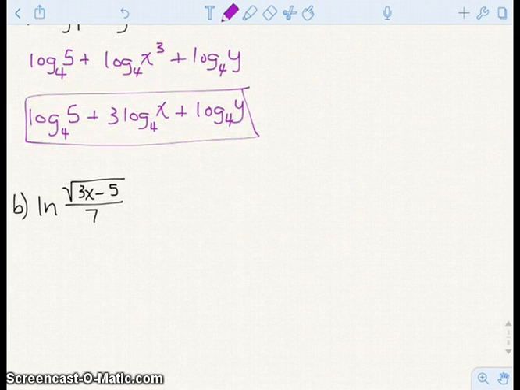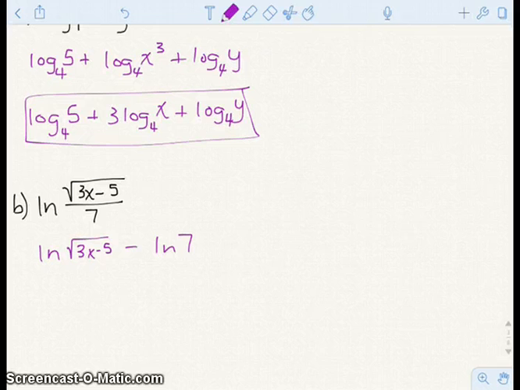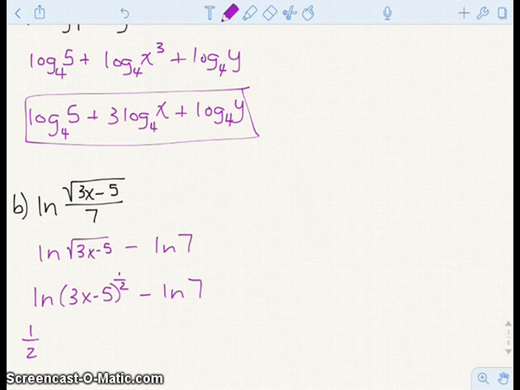I look at the next one. It's division, so I'm going to do ln of the square root of 3x minus 5 minus ln of 7. The square root is really the exponent of 1/2, and so I'm going to do ln of 3x minus 5 to the 1/2 minus ln of 7, and so I can take the 1/2 and bring it out front.